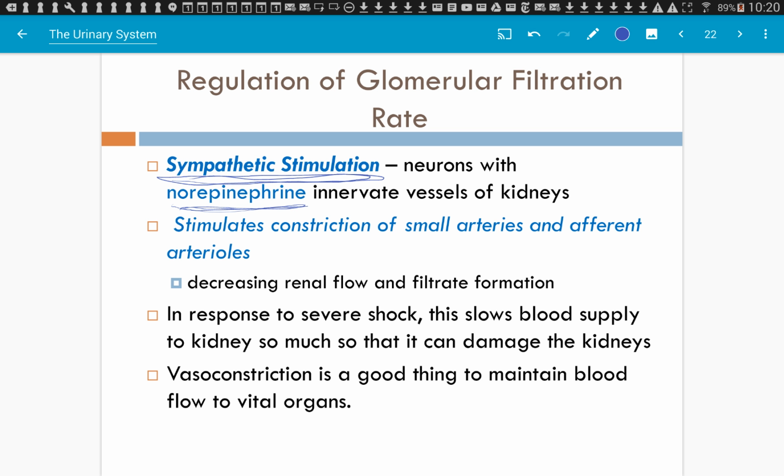So that's kind of an interesting thing. And remember, fight or flight, so usually something is happening in your body, or you're in some sort of situation where you're worked up, or you're exercising and you're running for your life, or something like that. So in the case of someone having shock, what happens is these afferent arterioles are going to constrict, decrease the flow of blood into that Bowman's capsule, and what can happen is it decreases the flow of blood so much that it can actually lead to kidney damage.